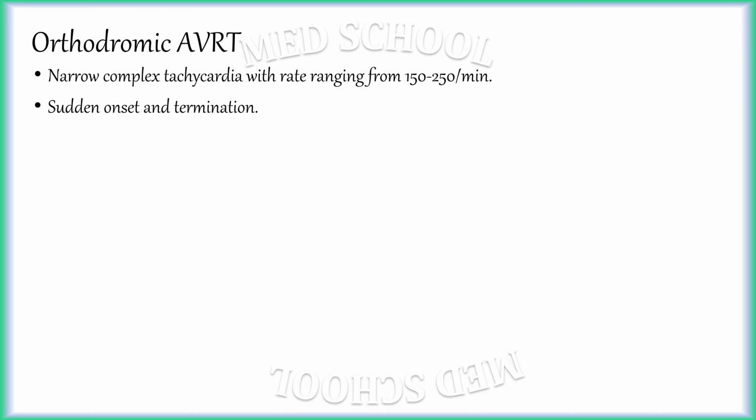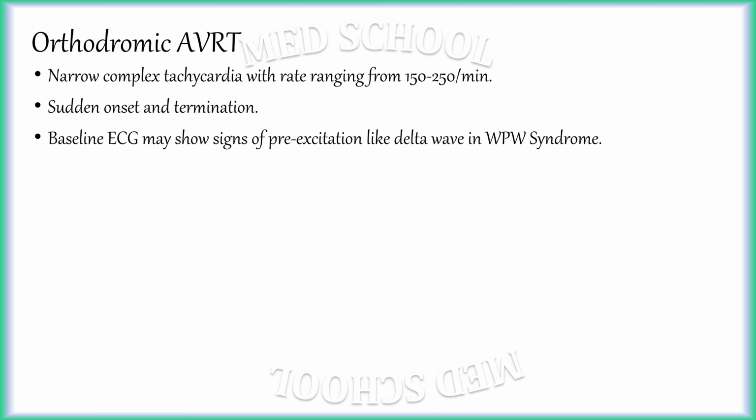Orthodromic AVRT is a narrow complex tachycardia with rate ranging from 150 to 250 beats per minute. It is sudden in onset and termination. Baseline ECG may show sign of pre-excitation like delta wave in WPW syndrome.